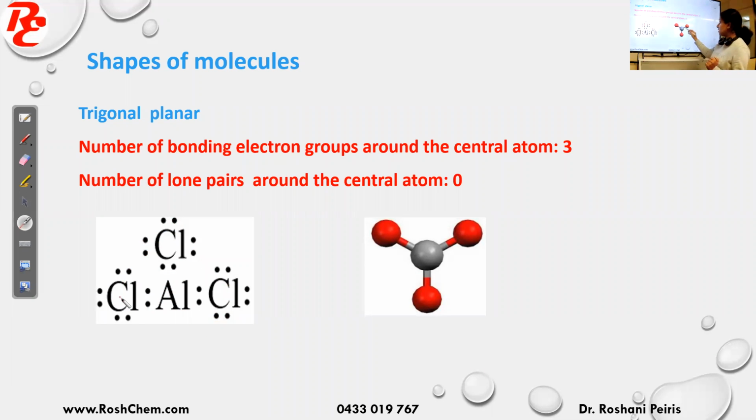So how do we draw trigonal planar? This is the aluminium metal in the middle, and these are the 3 chlorines. So this shape is called the trigonal planar shape. In trigonal planar shape, you can see all the angles are equal and they are 120 degrees.